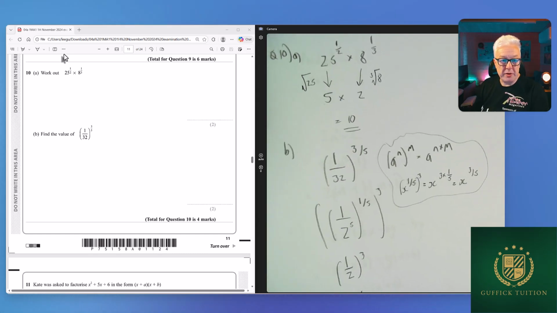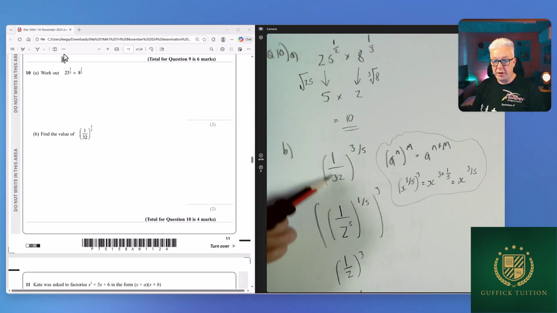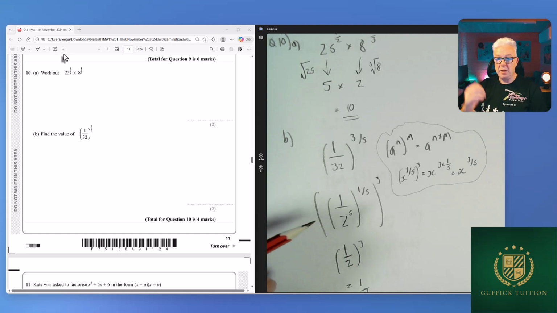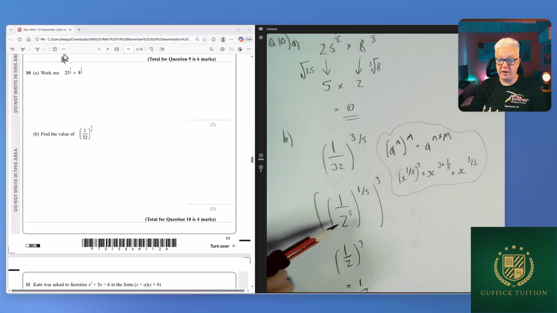Part B, find the value of 1 over 32 to the power of 3/5. Now, first of all, 1 over 32 is the same as 2 to the power of 5, because you've got 2, 4, 8, 16, 32. So 2 to the power of 5.